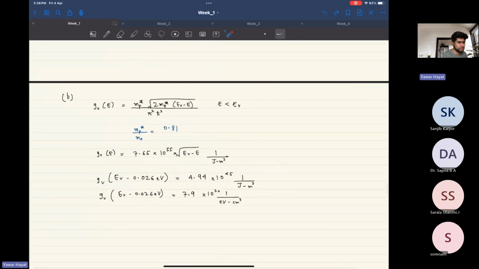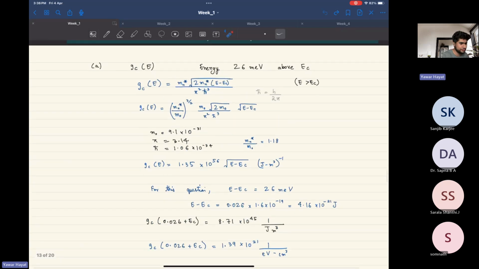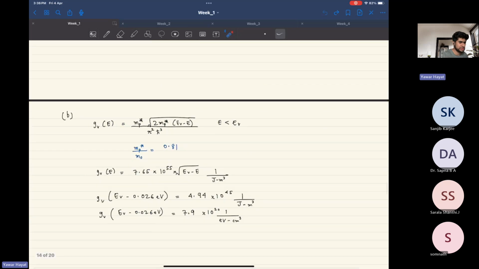I had already shown this part, right? You might be needing this particular ratio, and we used this Mn star by M naught here. Here, you will use this MP star by M naught.